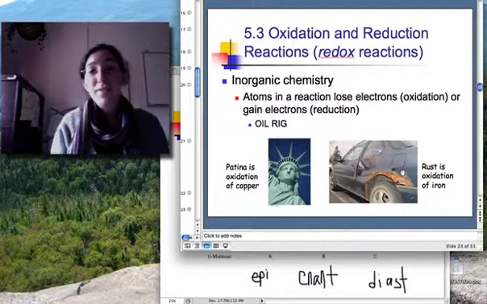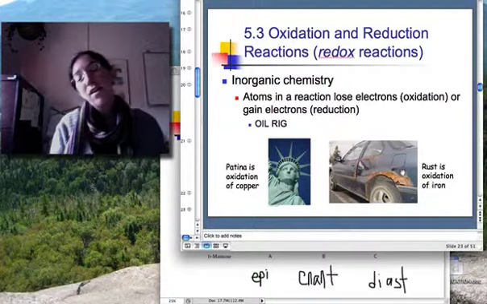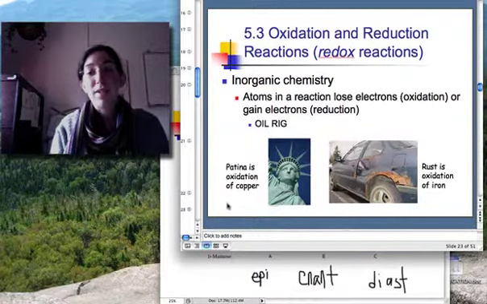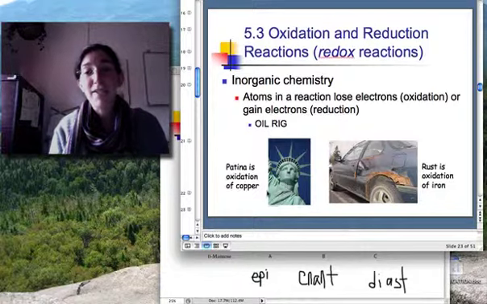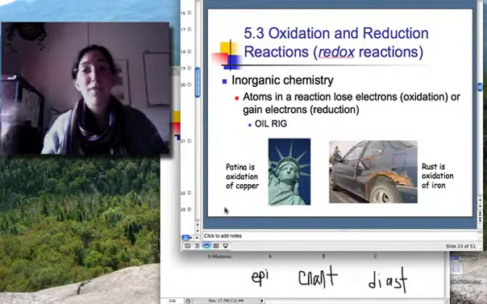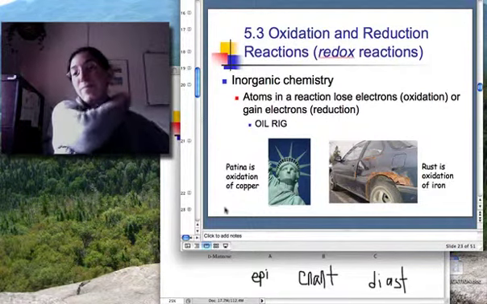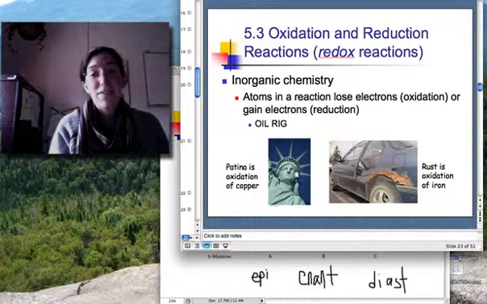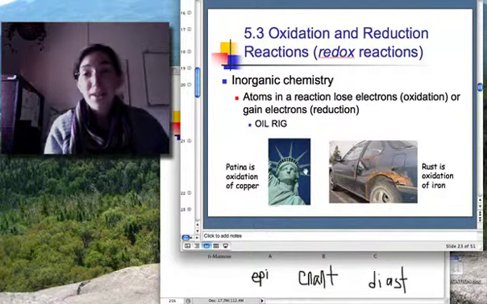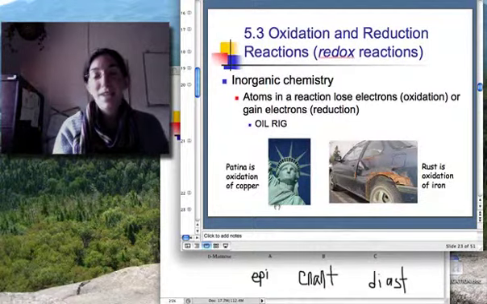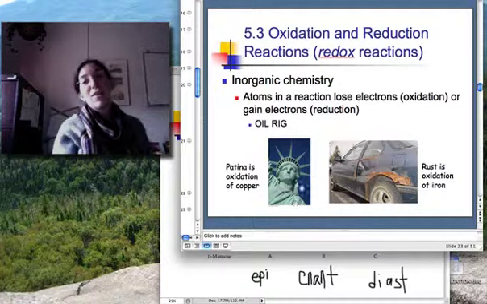Some examples in inorganic chemistry of redox reactions are the patina that forms on copper when it's oxidized. The Statue of Liberty is actually made out of copper. It should be the color of pennies, okay? But being out in the ocean, exposed to air and salt and water, all things that promote these redox reactions, it forms essentially a type of rust called patina, which is green colored. So that's why the Statue of Liberty is green. It's actually made out of copper, and this is essentially rust.